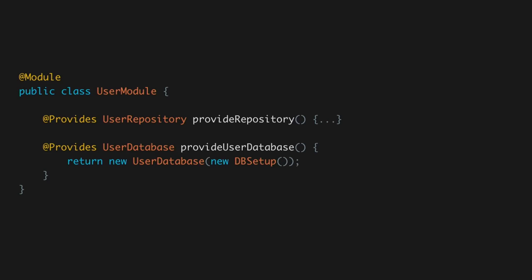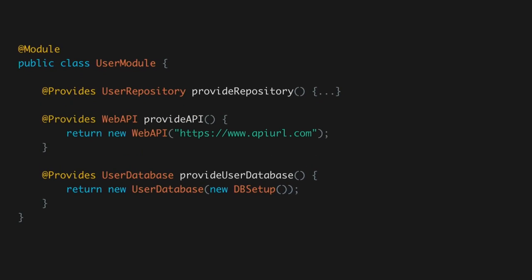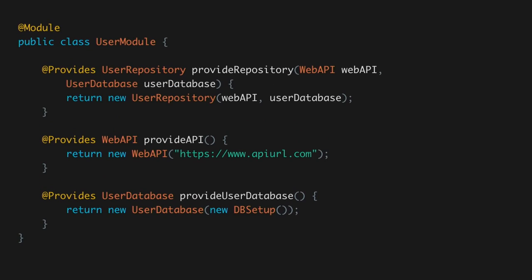So we provide our database, then we provide our web API, and now thanks to the way Dagger works, we can then in our user repository function just pass those as parameters. Because using the provide method has declared these two classes to the dependency graph, which is the list of all the dependencies in your app, and Dagger is smart enough to find them for you. And when you use them as function parameters, it'll just create them. You never actually explicitly call any of these methods. The Dagger generated code does it for you.